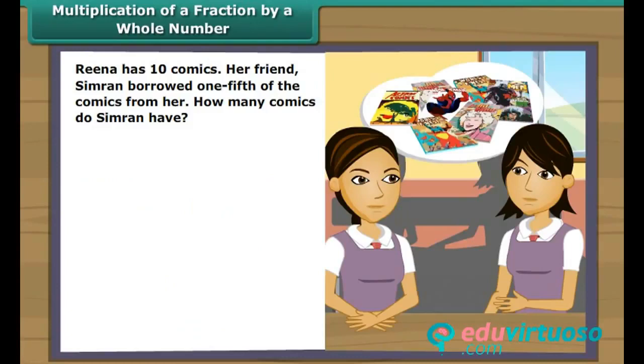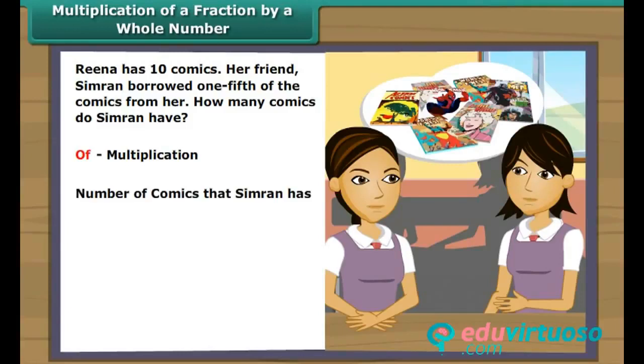Multiplication of a fraction by a whole number. Reena has 10 comics. Her friend Simran borrowed 1/5 of the comics from her. How many comics does Simran have? Friends, remember of means multiplication? Thus Simran has 1/5 of 10 comics, which means 1/5 multiplied by 10, which is equal to 2. This means Simran has 2 comics.